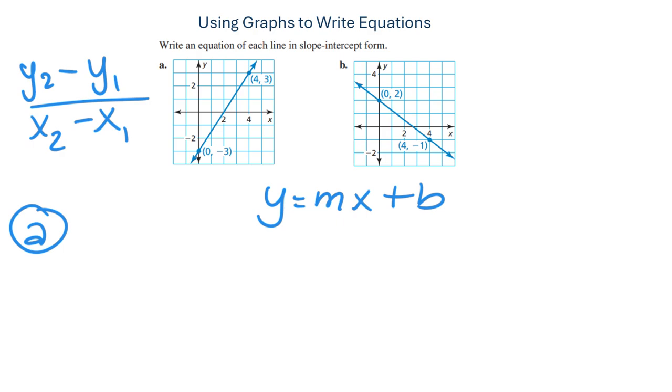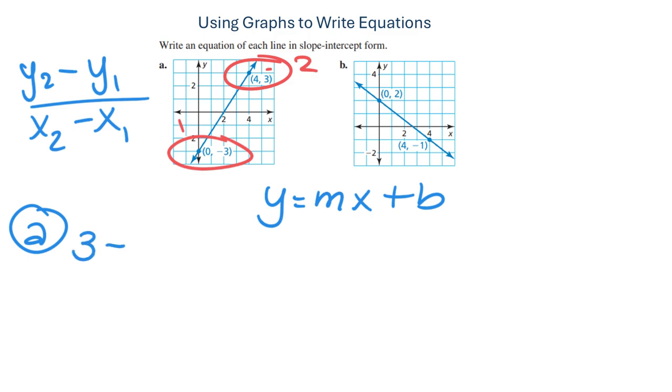So let's look at A. What is y2 in A? You pick any points. You could have this as your 1 and this as your 2, or vice versa. Well, Miller said 3 first, so we'll do this as 2 and 1, correct? So what's y2?